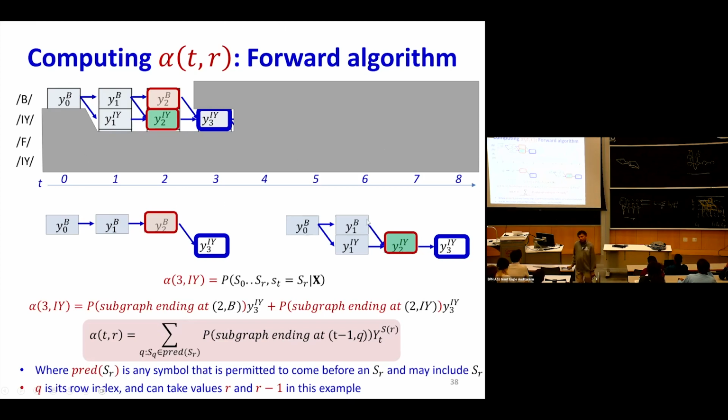Zoom, questions? No, okay. So now the total probability of all paths that end up at 3e, I'm calling that alpha 3e. What is the total probability of all paths that end up at 2b?